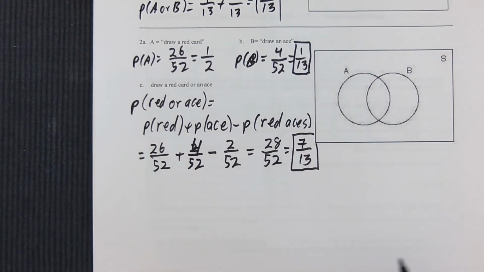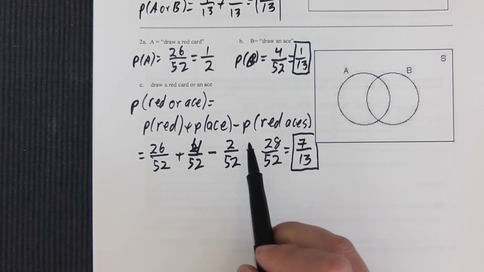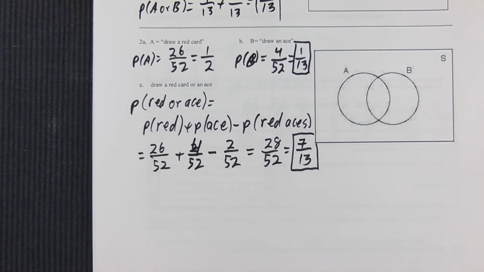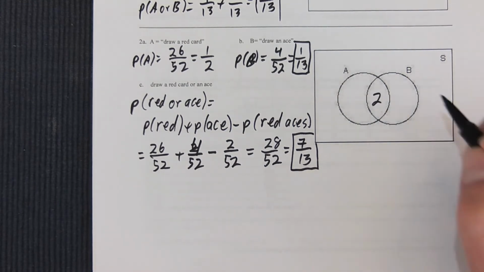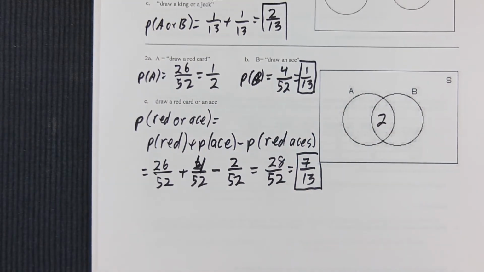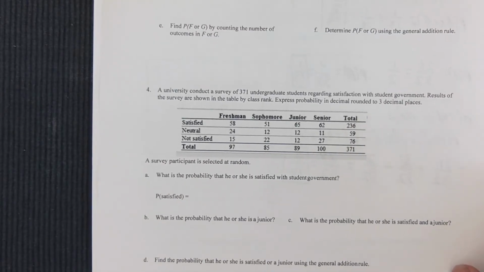So what's the probability of drawing a red card or an ace? It's going to be 7 out of 13. So you can see we have to subtract off that overlap. Yeah, so that overlap here is going to be the 2. All right, moving on.